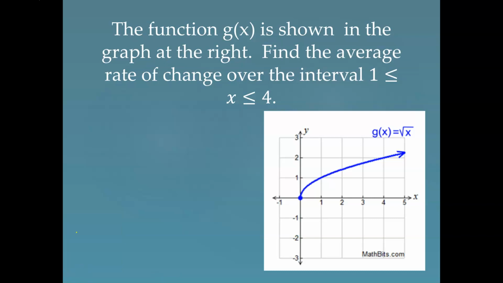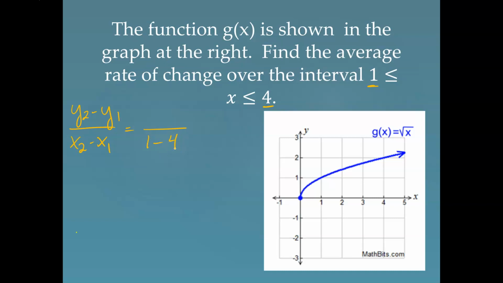Oh, happy Wednesday. So, the function g of x is shown in the graph at the right. I want to find the average rate of change over this interval. These graphs are better because you really don't have to plug in anything. You're just finding the y value given the x value, kind of like we did with the piecewise functions. So our formula is y2 minus y1 over x2 minus x1. My x values are 1 and 4, so I'm going to say 1 minus 4.